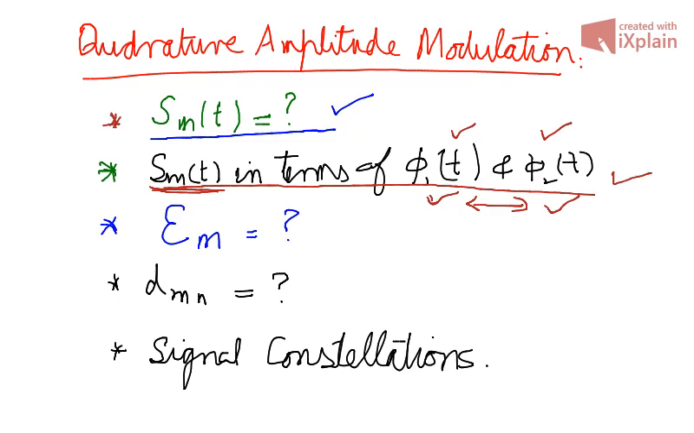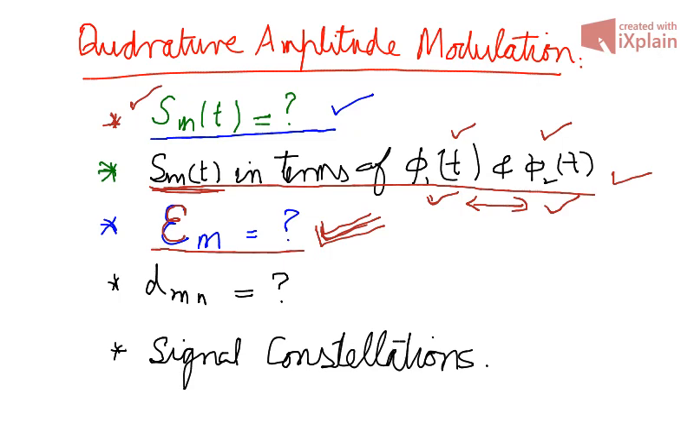Then we will move forward to derive the expression for the energy. We are always interested in the energy of the signal. So if we have this Sm of t, we would like to find out its energy, which we can represent by E sub m.